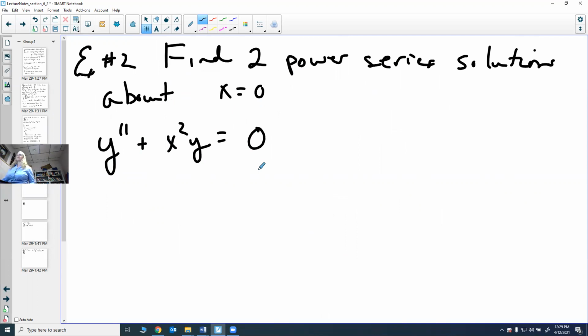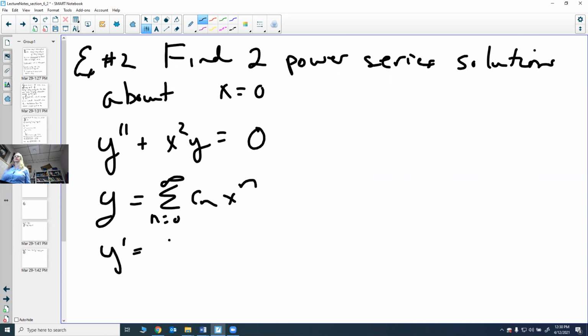Again, we know that these are going to be of the form y equals the summation n equals 0 to infinity of Cn x to the n. So first, if we know it's a solution, we can plug it in. So we can go ahead and plug this into here. But to plug it in, we need to know what y prime and y double prime is.